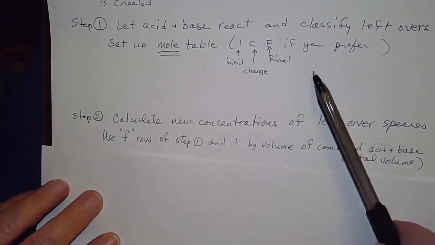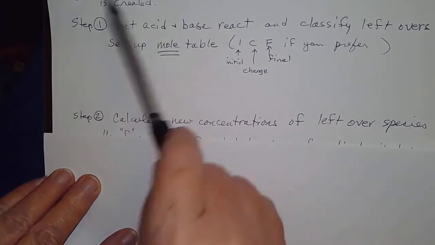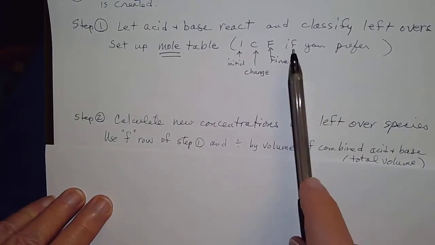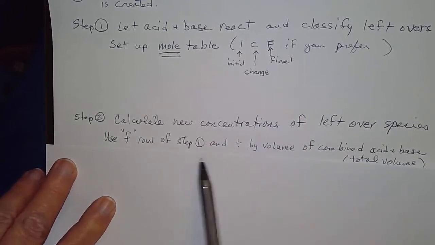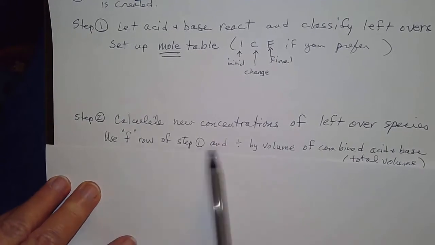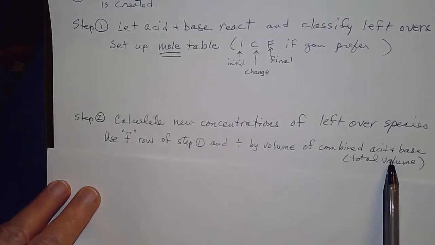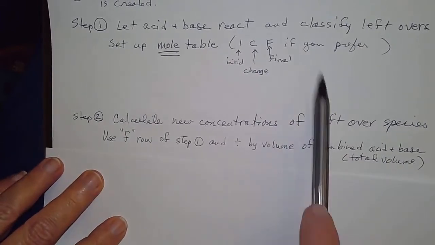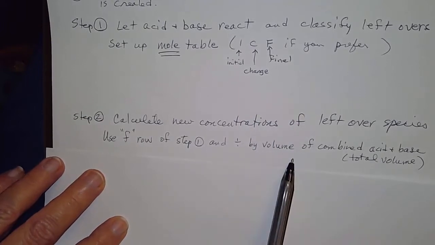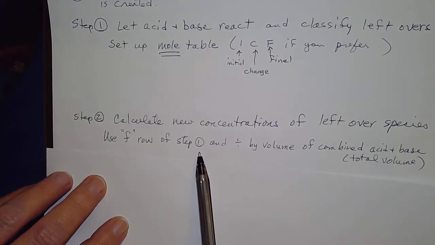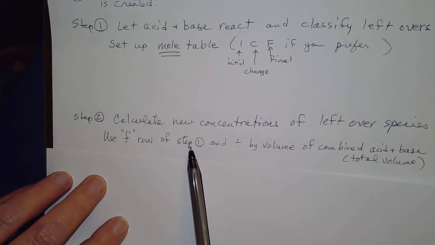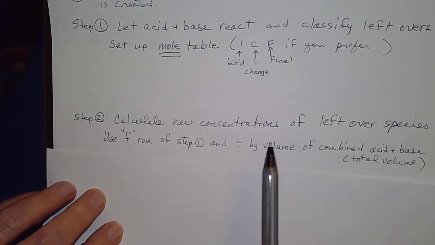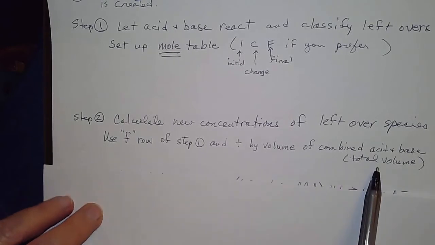All right, the second step, now that you have your leftovers. Step two, I say get the concentrations based on the FRO, the final row of your ICF table, your mole table, your stoichiometry table. That makes sense, because whether you end up with equilibrium or not, you're still going to need the concentration before you can get a pH. So use the FRO from step one. That'll be your moles or your millimoles, and divide by the volume, either in liters or milliliters. I work in millimoles, so I'm going to take millimoles divided by milliliters. If you work in moles, then you'll take moles divided by liters. And this will be the total volume of the acid you started with plus the volume of the base you added. So this is a combined volume, the total volume.